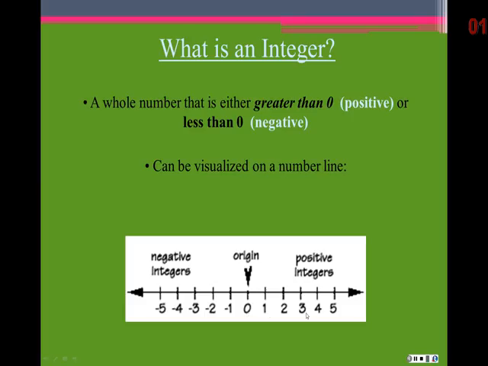Then we have 1, 2, 3, 4, 5. These are all the positive whole numbers. Then the opposites of those are the negative numbers. Negative 1, negative 2, negative 3, negative 4, negative 5.